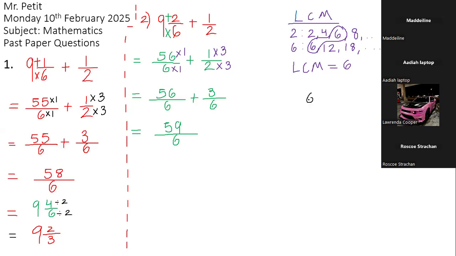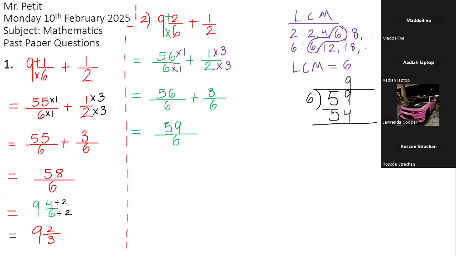So we have to say 6 into 59. How many times does 6 go into 59? 9 times. 6 times 9 is what? 54. So it's gonna be 54.